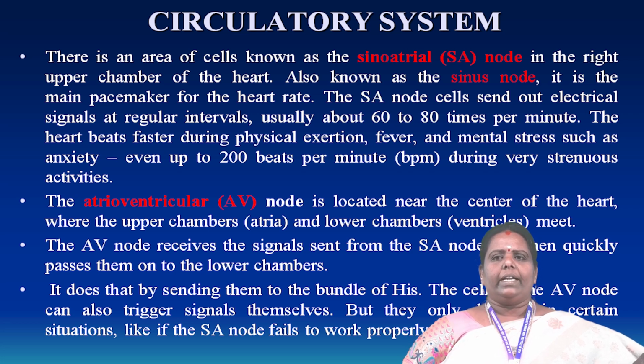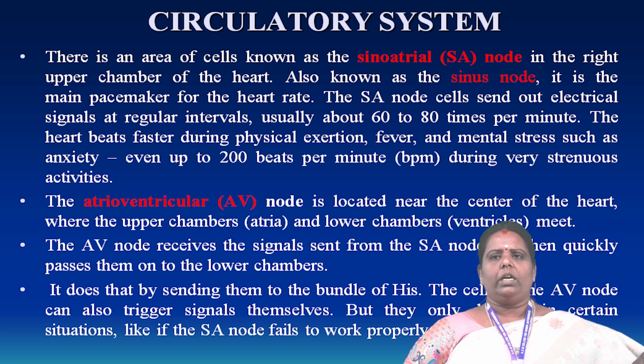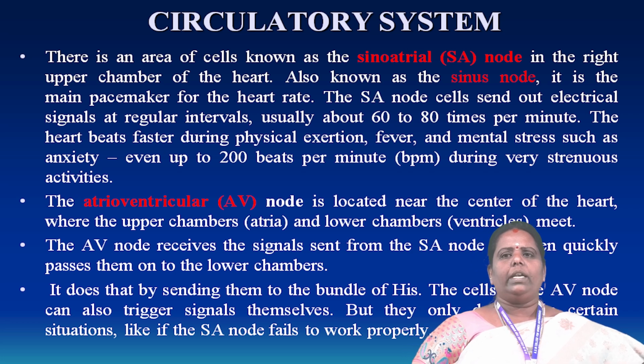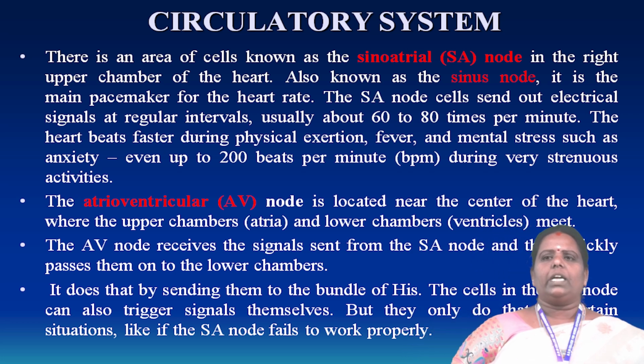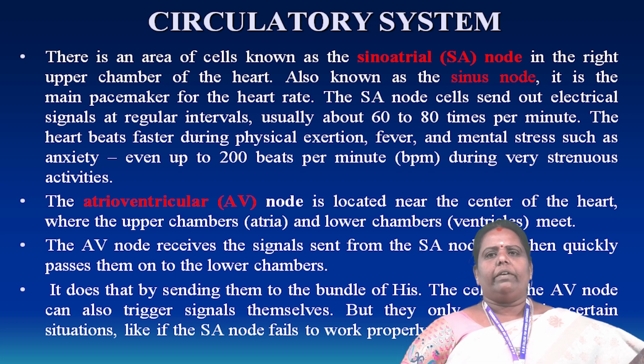The atrioventricular node, also shortly called the AV node, is located near the center of the heart, where the upper chamber and the lower chamber meet. It does the function between the atria and the ventricles. That is the auriculoventricular node.